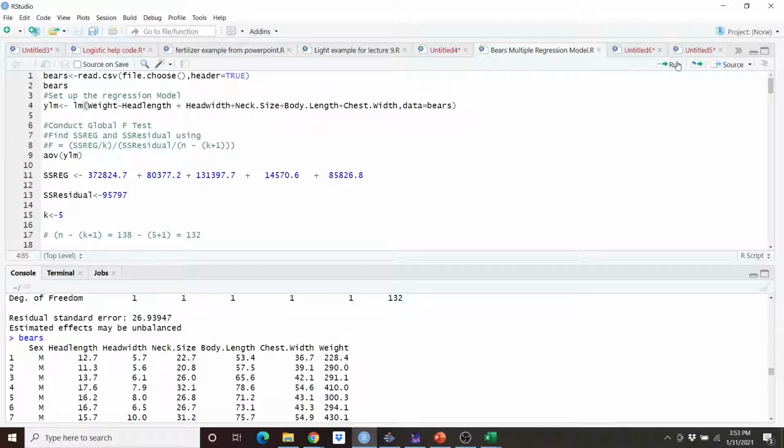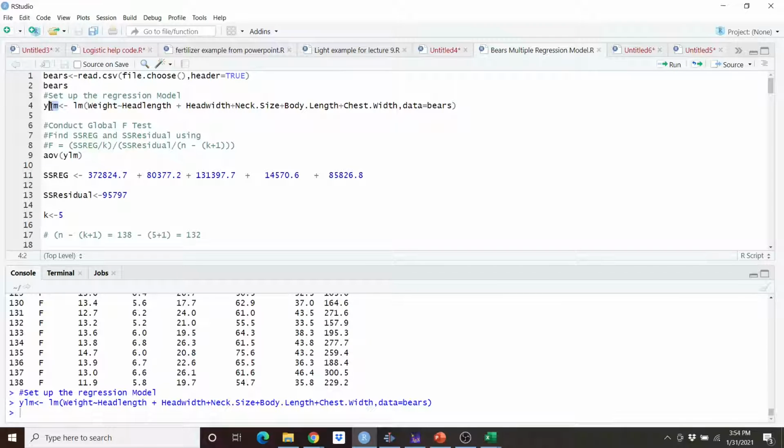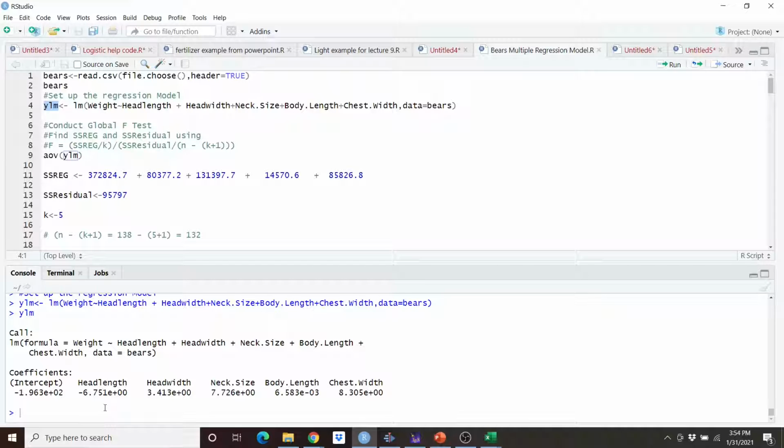And so what do we get? Well, if I run this model, then I highlight YLM. What I get are my coefficients for my estimated parameters.